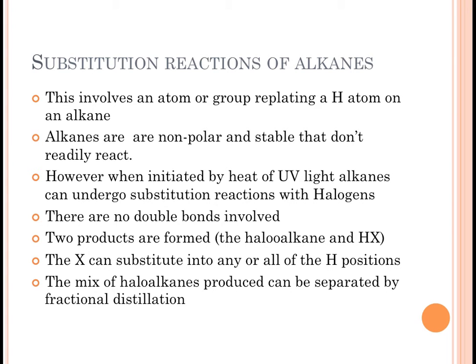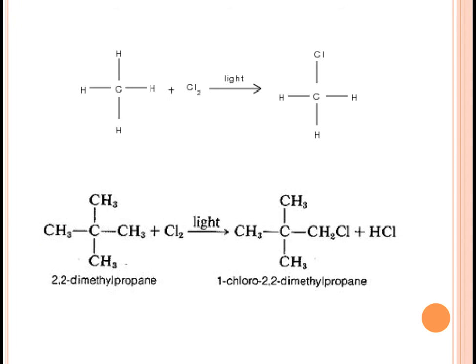Okay? And we're going to get a mixture, and we can separate them by a process called fractional distillation. You can look into it a bit more if you're really interested. So for instance, if we had methane and we added chlorine, and use the presence of light, we can take off one of those hydrogens and replace it with the chlorine to make chloromethane.